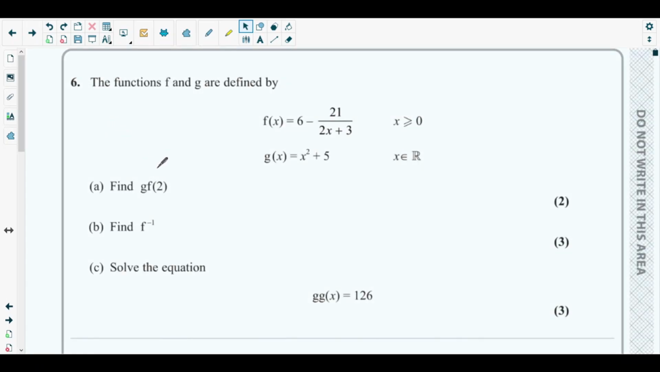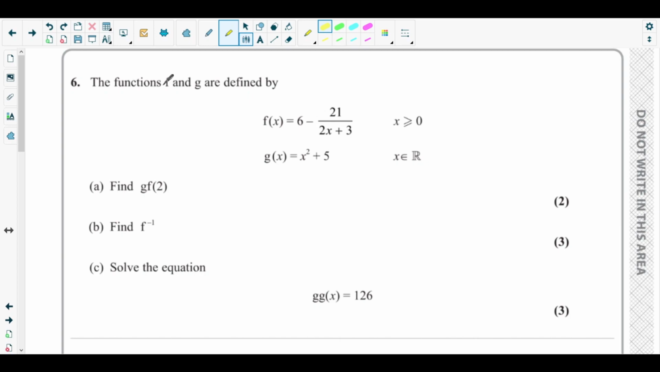Okay, you can see question number 6 on the screen. The concepts behind this question have been discussed in chapter number 2, functions and graphs of your Pure Mathematics 3 textbook. To be more specific, we need to have an idea about composite functions, inverse functions, and how to solve functions. So let's get started with question number 6.